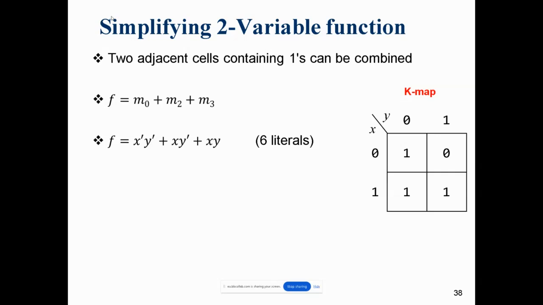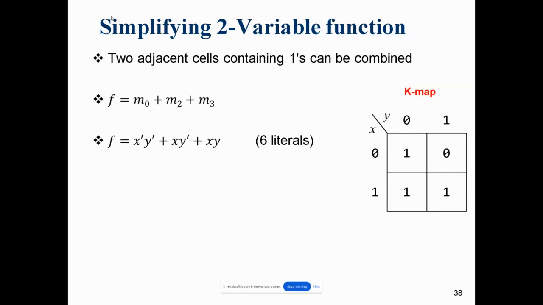0 0 is m0, 1 0 is m2, 1 1 is m3. So this one is m0, one is m2, and one is m3. This is m0. This is what? m2, and this one is m3.